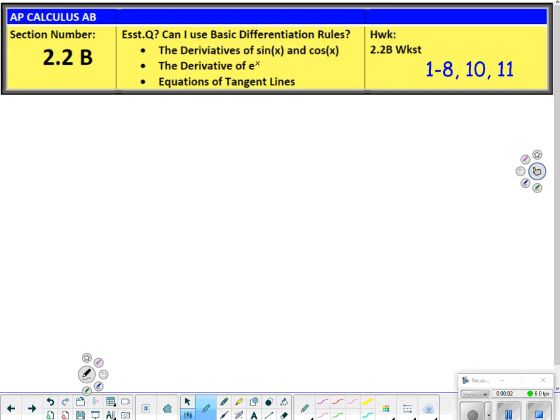Let's look at section 2.2b, and today we're going to pick up some more derivative rules of sine and cosine, e to the x, a little bit more practice on writing these equations of tangent lines. So can you use the basic differentiation rules? Do you know your power rule, right?